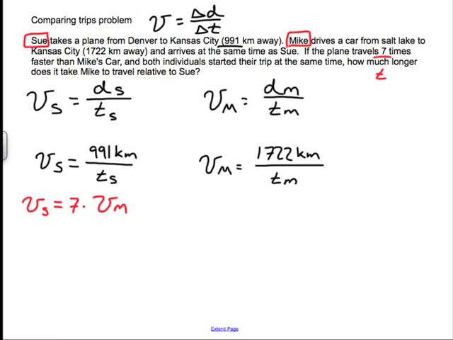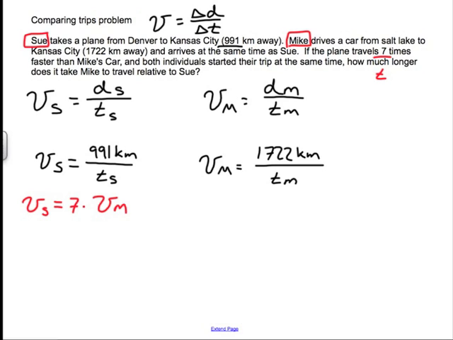And I always like to go through and just pick a random number here and do a mental check. Does my mathematical statement make sense with the problem statement? If Vm were 100 km per hour, then I would multiply that by 7, and I would find that Vs, Sue's plane speed, is 700 km per hour. Okay, that is at least in line with what the problem is saying.